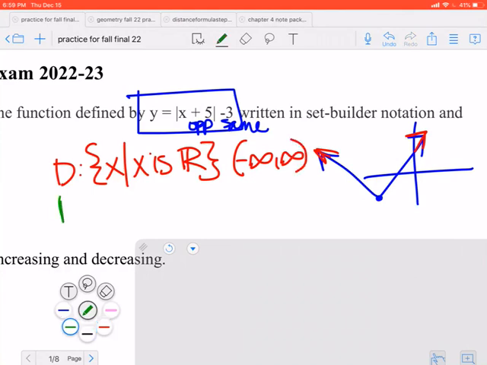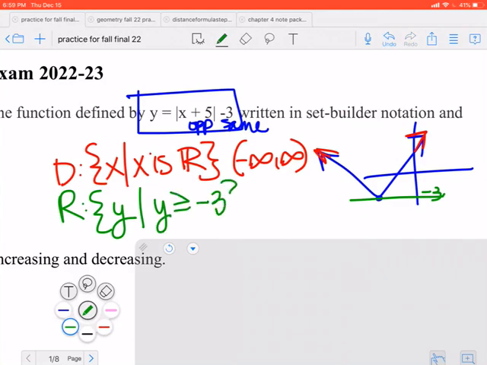And then our range is about bottom to top. This has a bottom at -3, the y value of the vertex, and it goes forever upward. Set builder, range is the y values, y such that y is greater than or equal to -3. Interval notation would be bracket -3 to infinity. Interval notation always goes smallest to biggest.